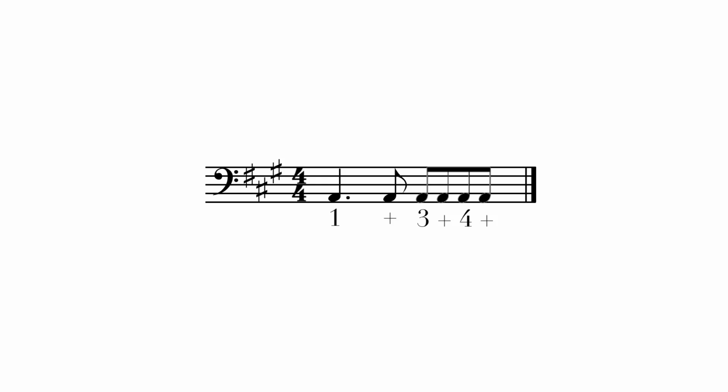Now let's stick a dotted quarter note at the beginning of that measure. Now it becomes 1 and 3 and 4 and. And then when we add 16th notes, we call the second 16th note "E" and the fourth 16th note "A."